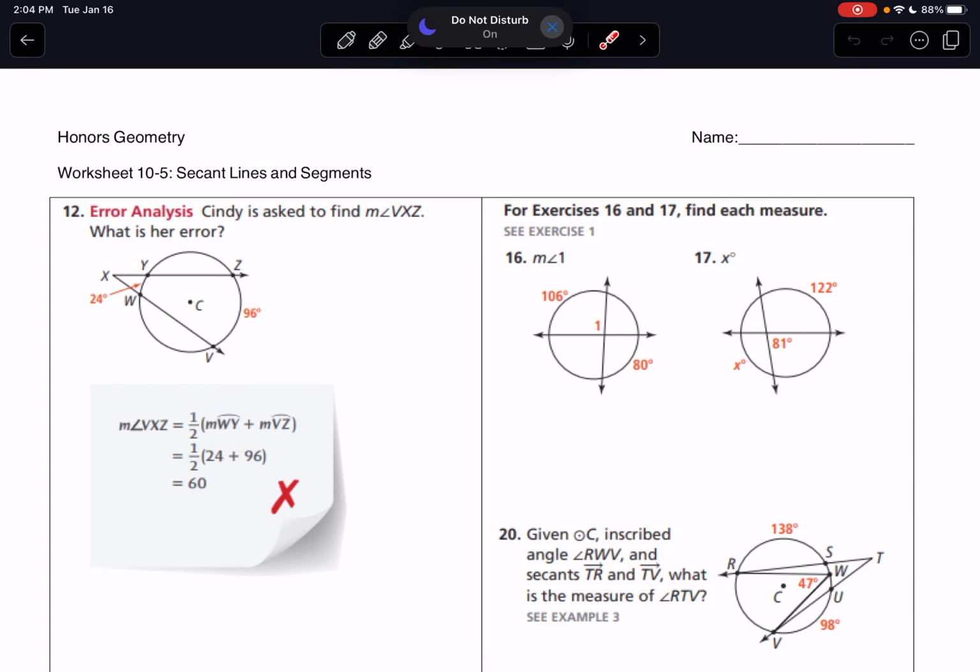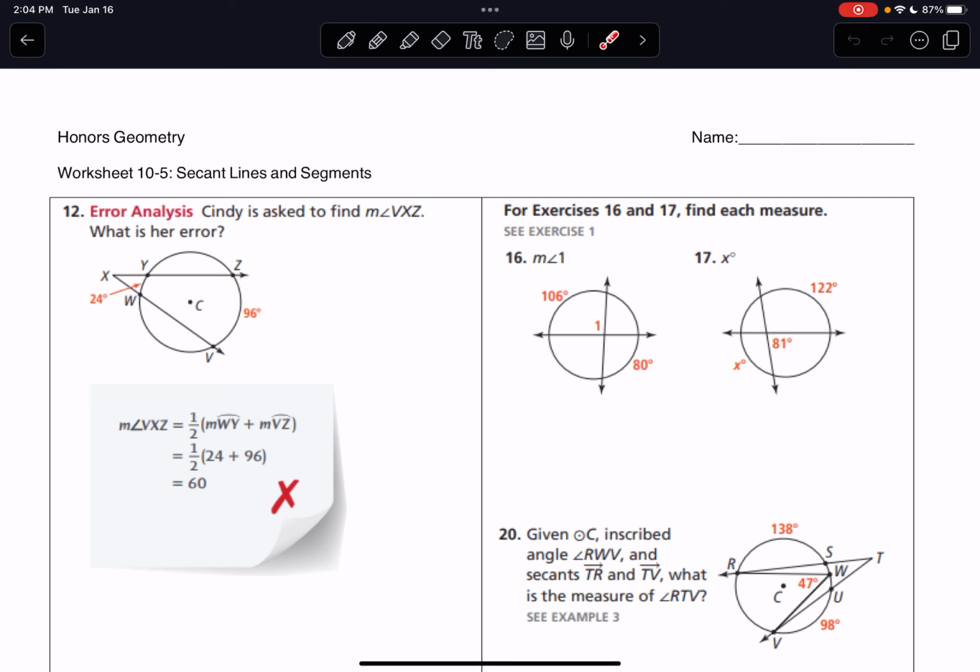Hello, let's look at worksheet 10-5, which is all about secant lines and segments, the last worksheet of topic 10. So number 12 here, Cindy is asked to find the measure of angle VXZ. What is the error? So she said, I'm going to take half of this arc plus this arc.